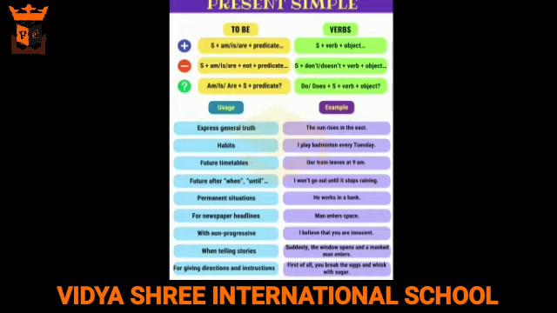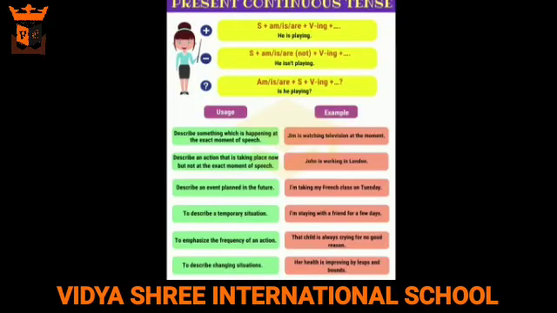Clear? Moving on to present continuous tense. In affirmative sentences, its form is subject plus is, am, are plus first form of verb plus object. If the subject is singular, we use is. If the subject is I, we use am. And if the subject is plural, we use are.